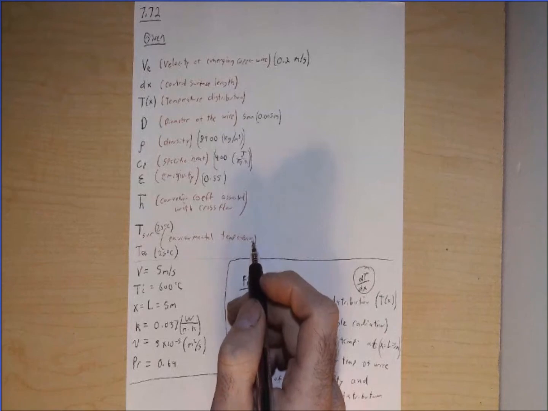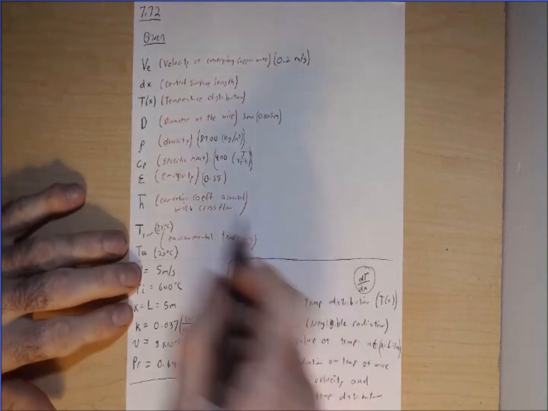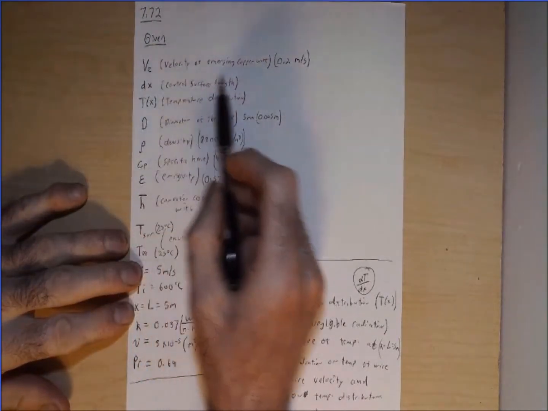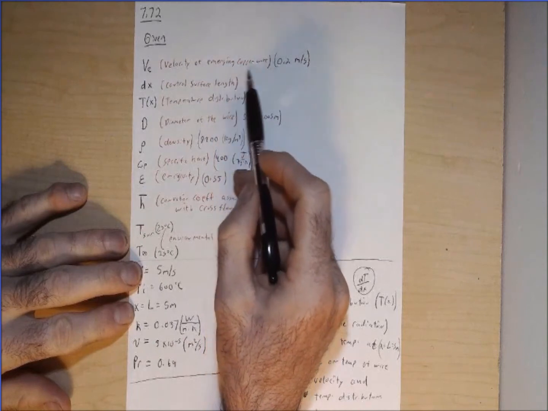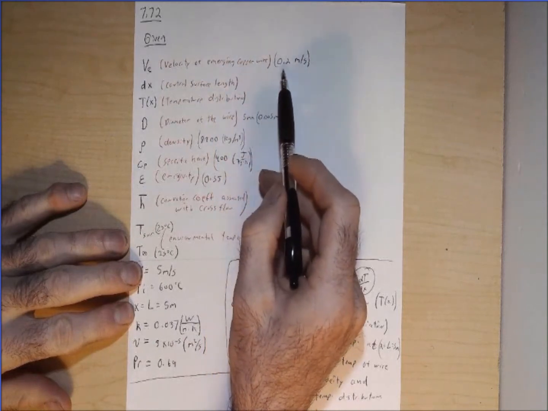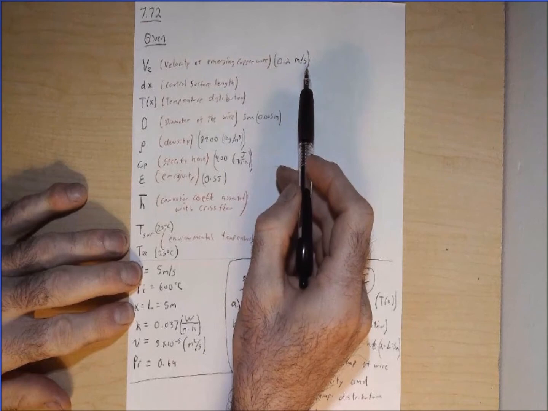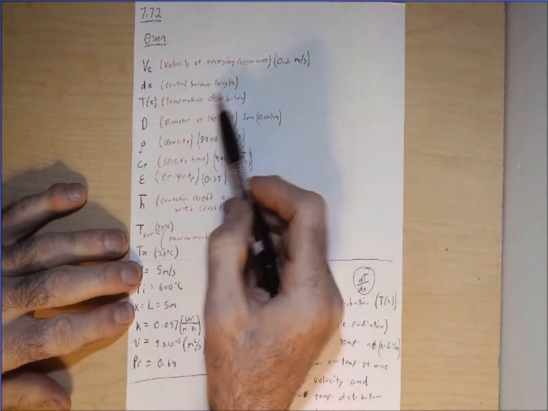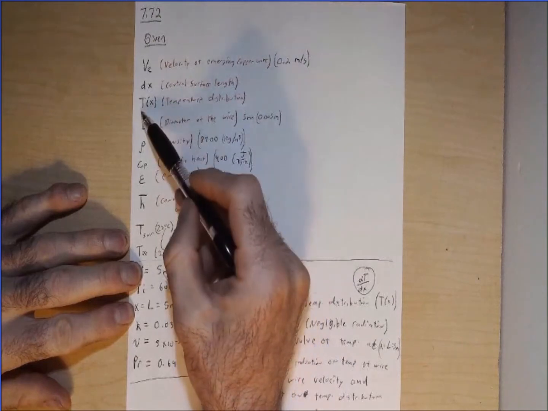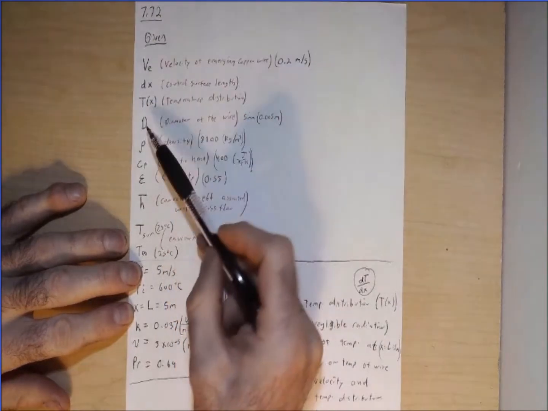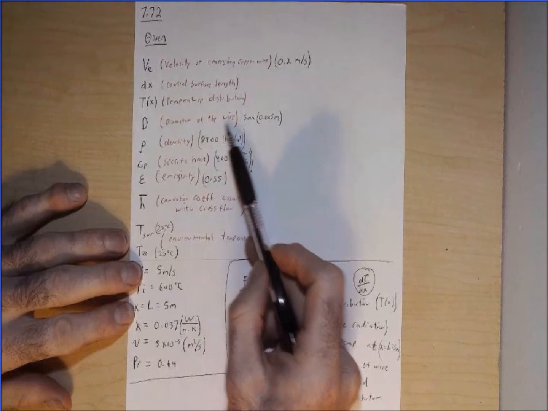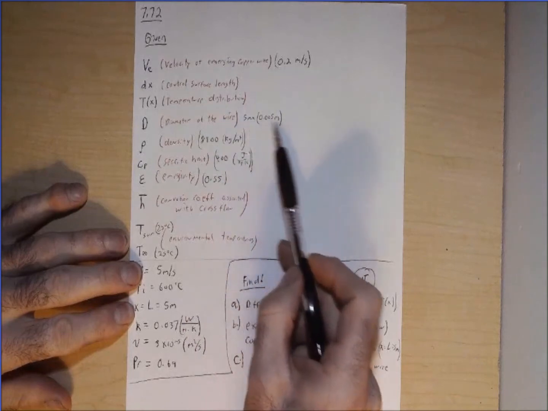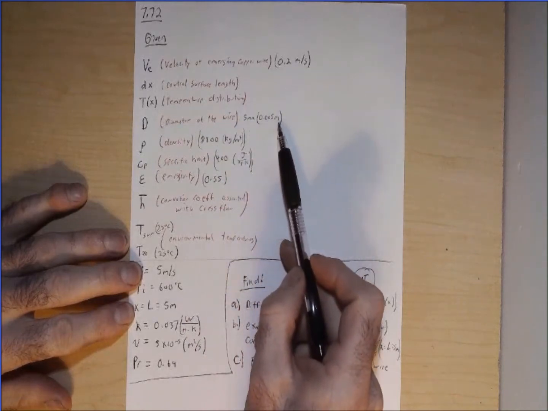So in the problem, we're given our V sub E. Now our V sub E is the velocity of the emerging copper wire, and it's given to us as 0.2 meters per second. Now they give us D sub X. Now this is the control surface length. They also tell us our temperature distribution, T of X. We have our capital D, which is the diameter of the wire, and that's given to us as 5 millimeters, which we can convert to meters as 0.005 meters.